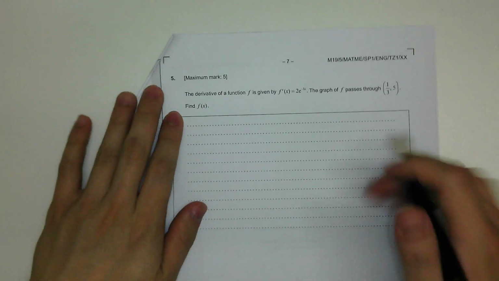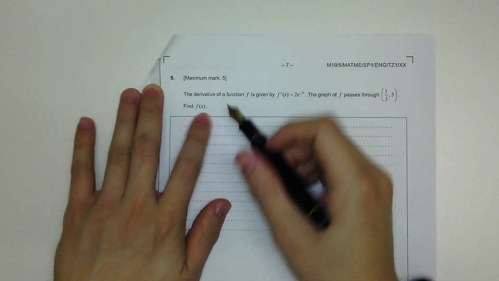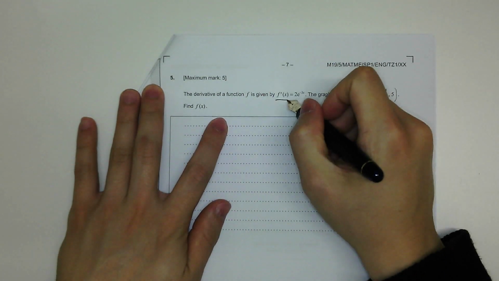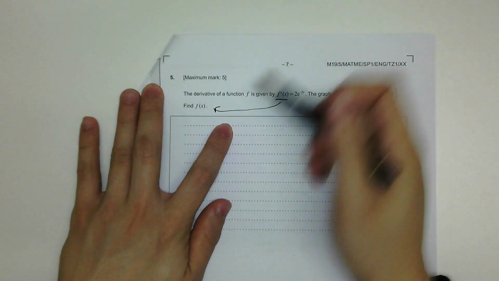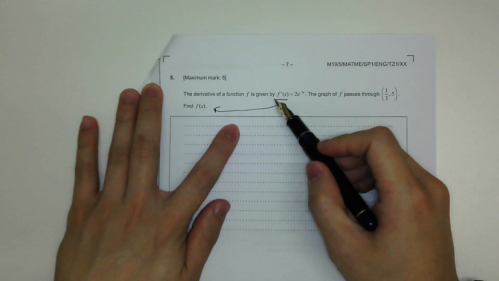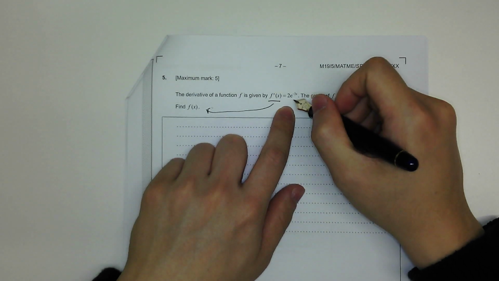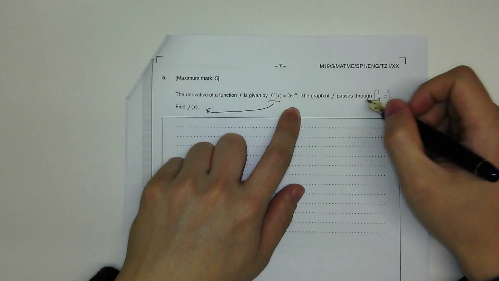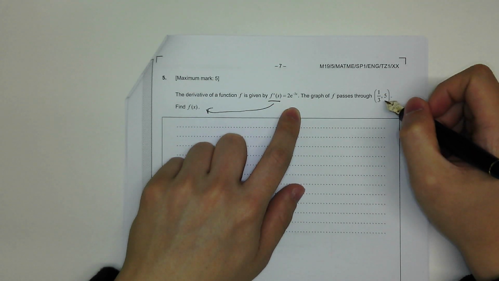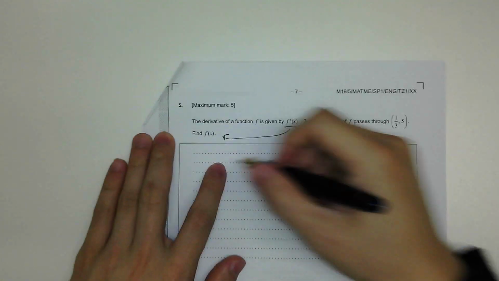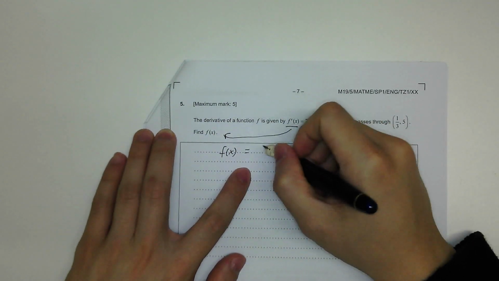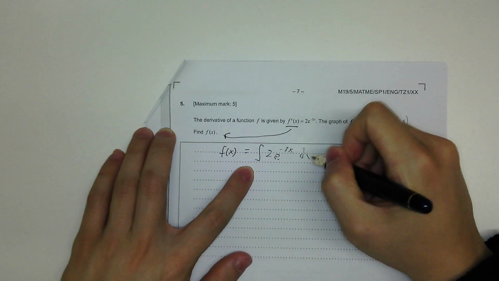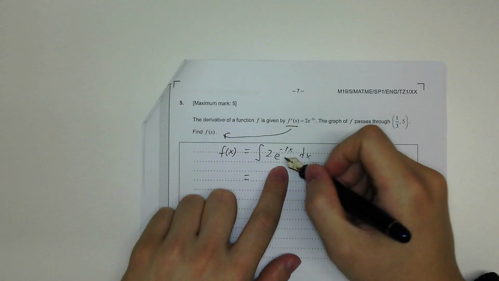Okay, question 5 is calculus, differentiation, or I think it's integration, yeah, because they give you f prime x and you find f(x), so integration. The derivative of a function f is given by f prime x equals 2 times e to the power -3x. The graph of f passes through the point (1/3, 5). Find f(x). So f(x) equals the integral of f prime x, 2e^(-3x) dx. So how can we integrate the exponential?